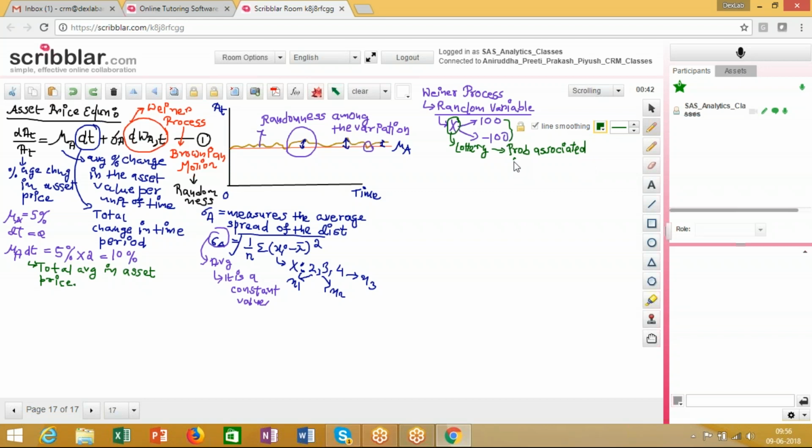Probability associated with each outcome. And when probability gets associated with each outcome, that is where it becomes random. So what we say over here is that there is a probability associated with each outcome. Now, what is this probability getting associated with each outcome? If there is a probability associated with each outcome, then what happens is the following.